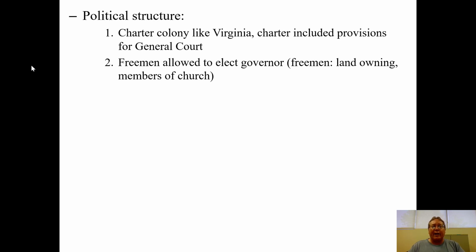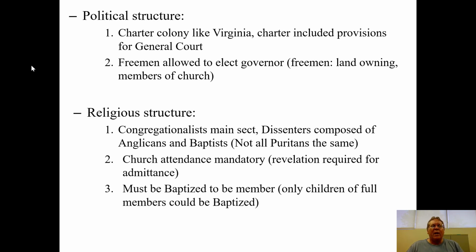In Virginia, you just have to own land. You do not have to be a member of a particular church or a religious sect to actually have political power. This is a unique feature only in New England. Another thing to keep in mind is different here in New England.